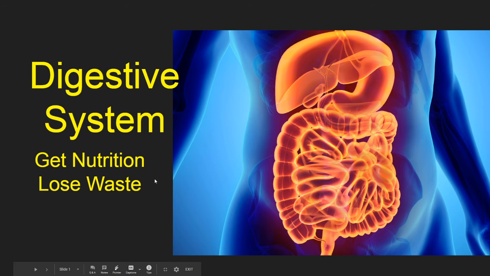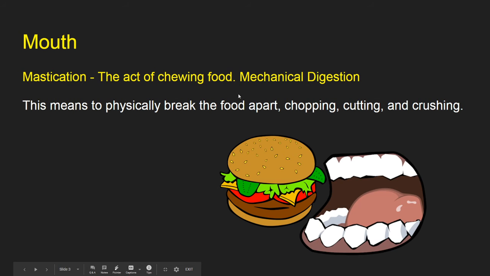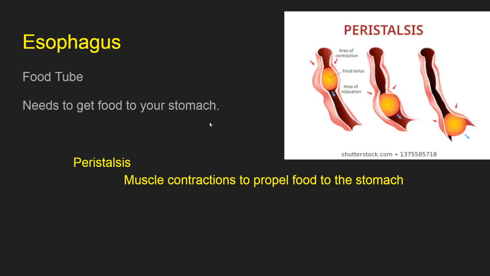Digestive system, last one. So this is all about how we have to get the nutrients from the food that we eat and also get rid of the waste. So here are each of our organs, the quick of what they do, and the actual part that you need to know. So the mouth is all about that mechanical digestion. Chop, cut, rip, tear, rend. The esophagus pushes it down to the stomach through something called peristalsis.